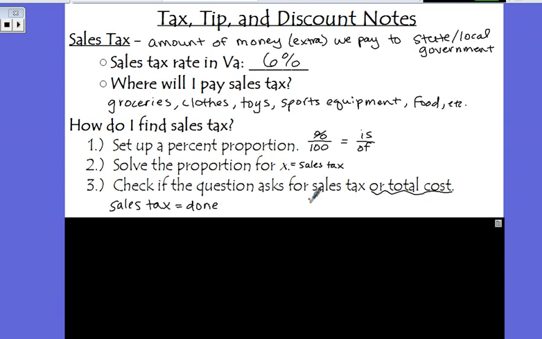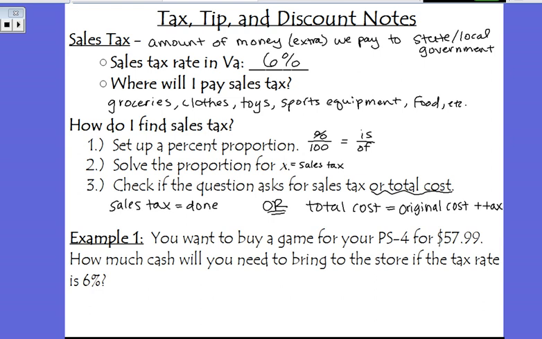However, if they ask us for the total cost, we have to take an extra step after the two that we've already done, and we need to take our original price and add the tax to that, because we need to find the total of how much we're going to be charged or how much we're going to pay. So let's take a look at an example, and we'll do this together.